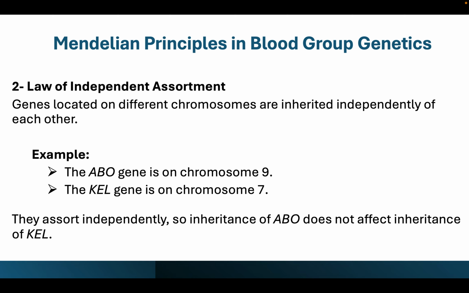Law of independent assortment: genes located on different chromosomes are inherited independently from each other. For example, the ABO gene is on chromosome 9, and the KEL gene is on chromosome 7. So they assort independently, and inheritance of ABO does not affect the inheritance of KEL.